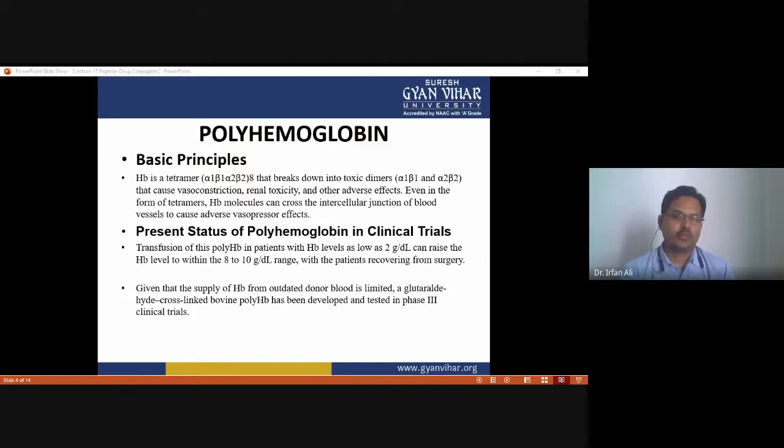Even in the form of a tetramer, the hemoglobin molecule can cross the intercellular junction of a blood vessel and cause an adverse vasopressor effect. So this is the basic problem. We cannot use hemoglobin directly as a blood substitute, because hemoglobin is found in the RBC, embedded in the RBC membrane, where it acts as an oxygen and carbon dioxide carrier.